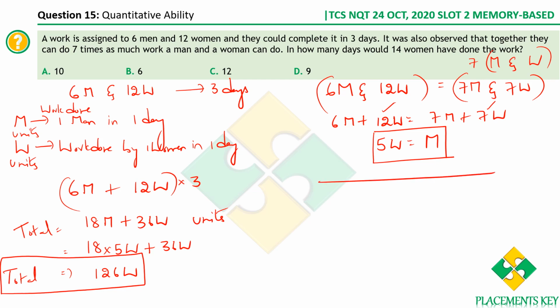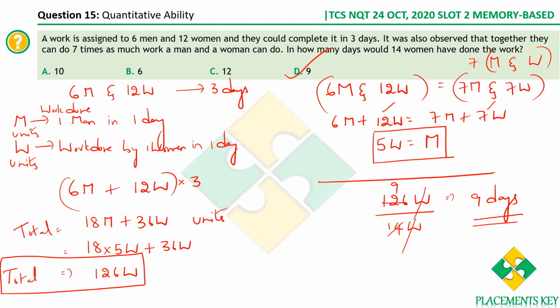Let's say if 14 women are there, how many days will they take? We know the total work is 126W. 14 women will do 14W units of work in a day. Therefore how many days will it take? W cancels, 14 nines are 126, because 14 tens is 140, 14 nines is 126. Therefore they will have worked for 9 days to finish the total work. So what is the answer here? It is D.